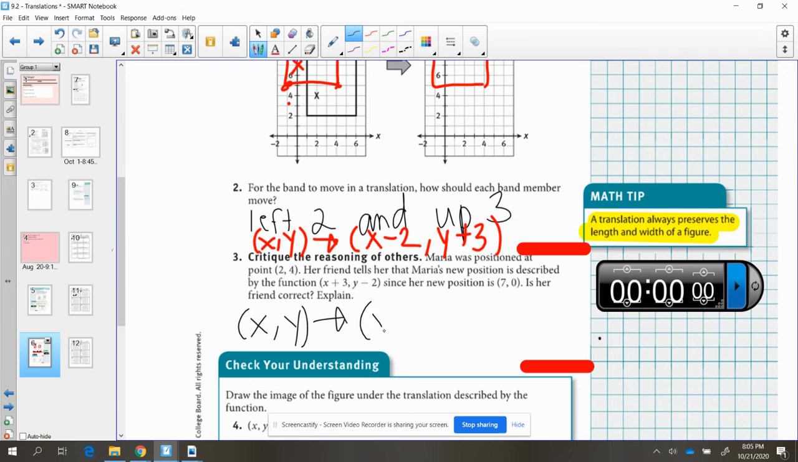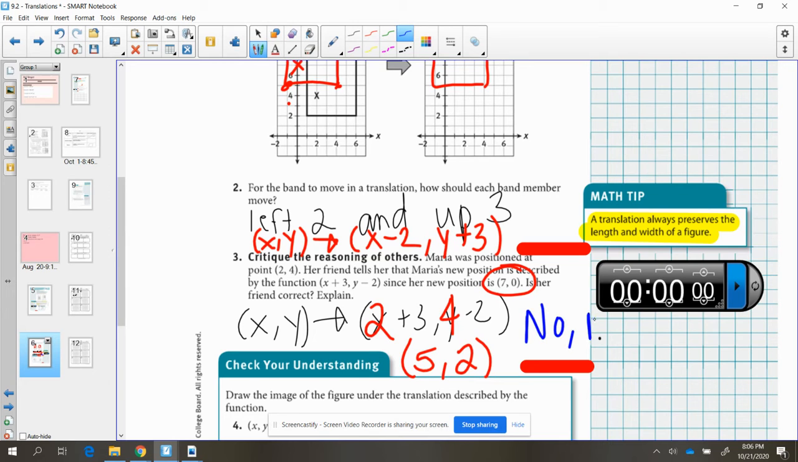So if we have this function rule here and we plug in that original point, we plug in 2 and 4, really what's going to happen is Maria's new position is going to be at 5, 2. So is Maria's friend correct to say that she's going to move to 7, 0? Nope, her friend made an error.